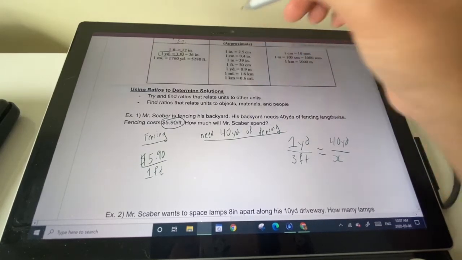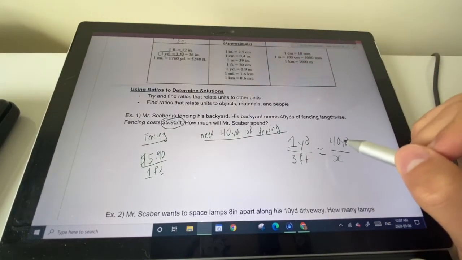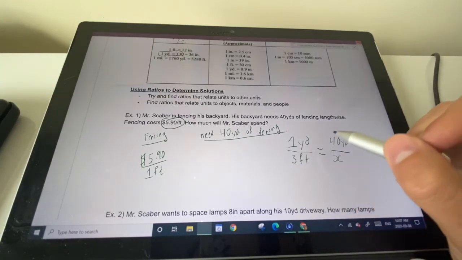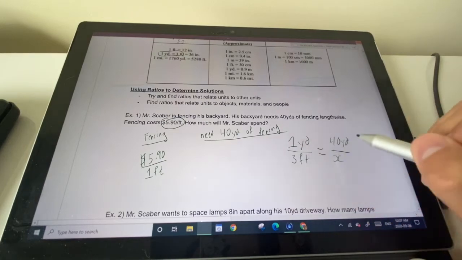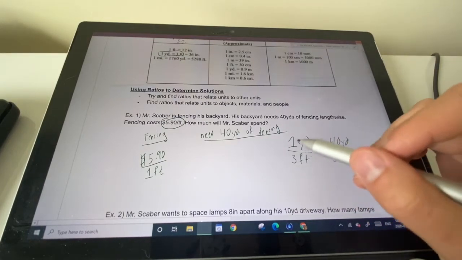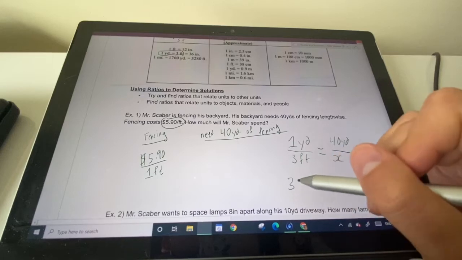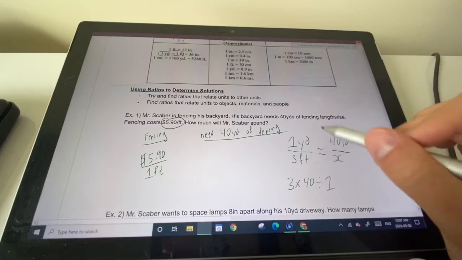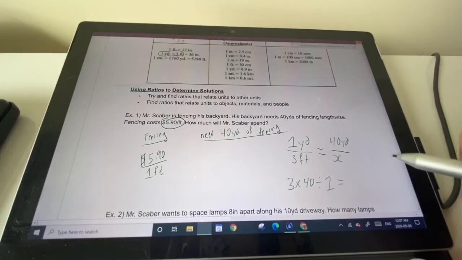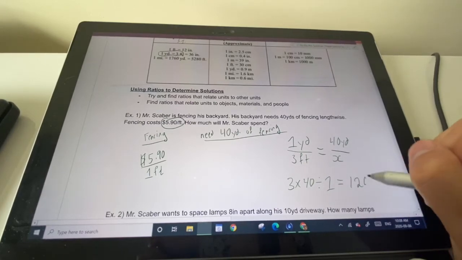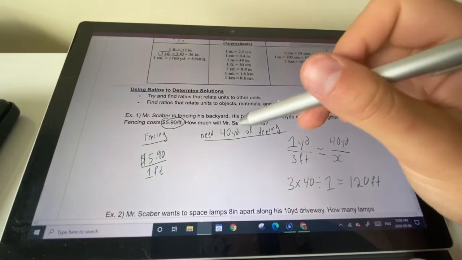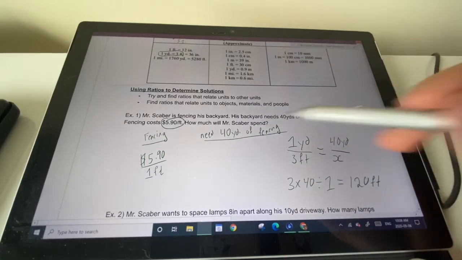And now we can cross multiply and divide. So 3 times 40, divide by 1. Cross multiplication works by multiplying the numbers across from each other. So 3 times 40, and then dividing the odd number out. So this will become 3 times 40 divided by 1. And 3 times 40 gives me 120, and this is measured in feet. So now we have 120 feet. That's what 40 yards is. So we actually need 120 feet of fencing.